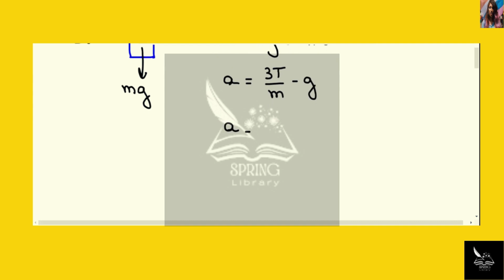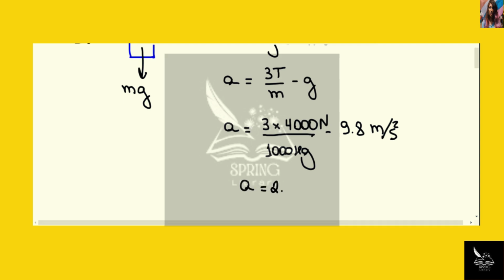Now we know the tension, the force that the motor exerts on the rope, and that is 4 kilonewtons, so 4,000 newtons. And the mass of the elevator is 1 megagram, which is the same as 1,000 kilograms, minus 9.8 meters per second squared. So the acceleration is 2.2 meters per second squared.